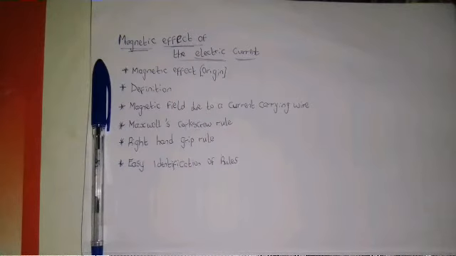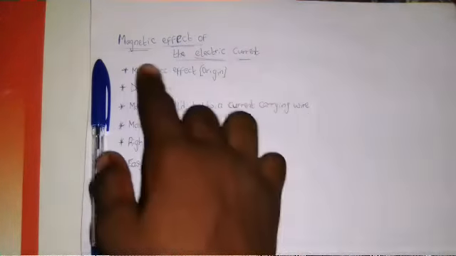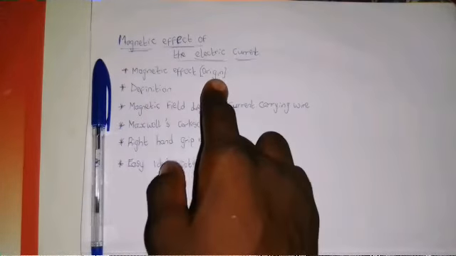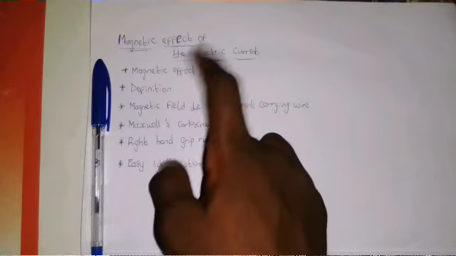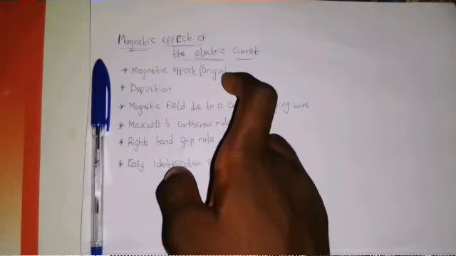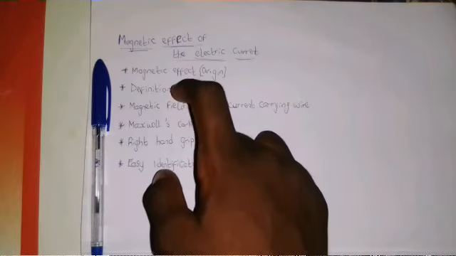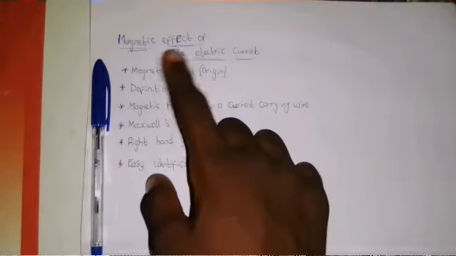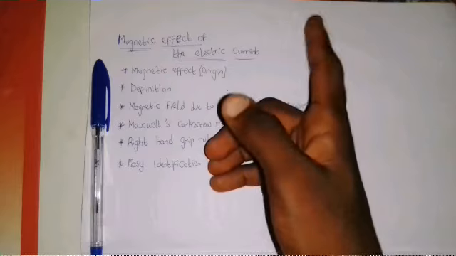Hello friend, in this video I will be discussing the magnetic effect of the electric current in physics. As you can see, the magnetic effect of the electric current, the origin. This means the origin of the magnetic effect, how this topic came about, how it was created, what brought about it. Also, in this lesson, we will discuss the definition of the magnetic effect. We need to know what the magnetic effect means and how it relates to the electric current.